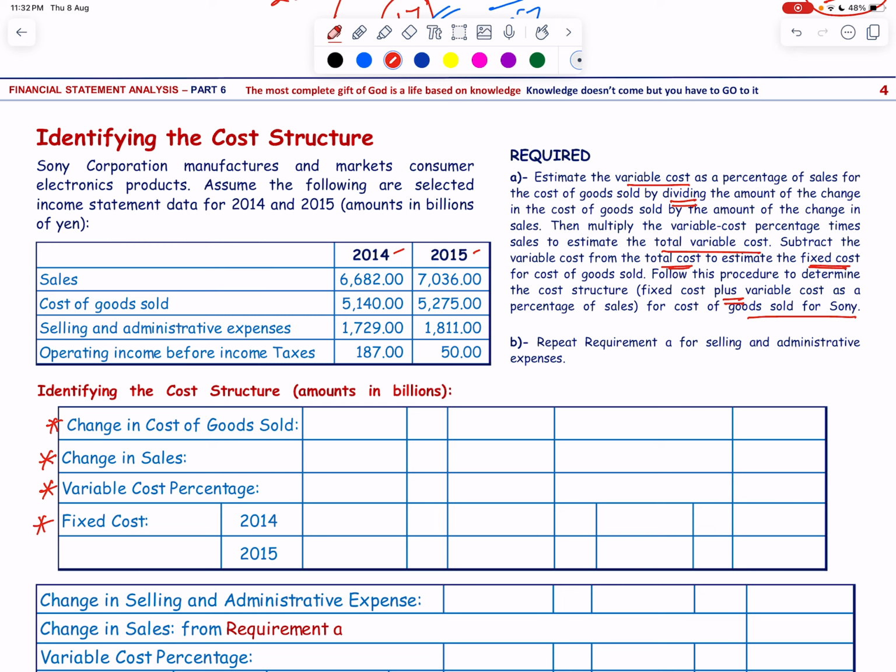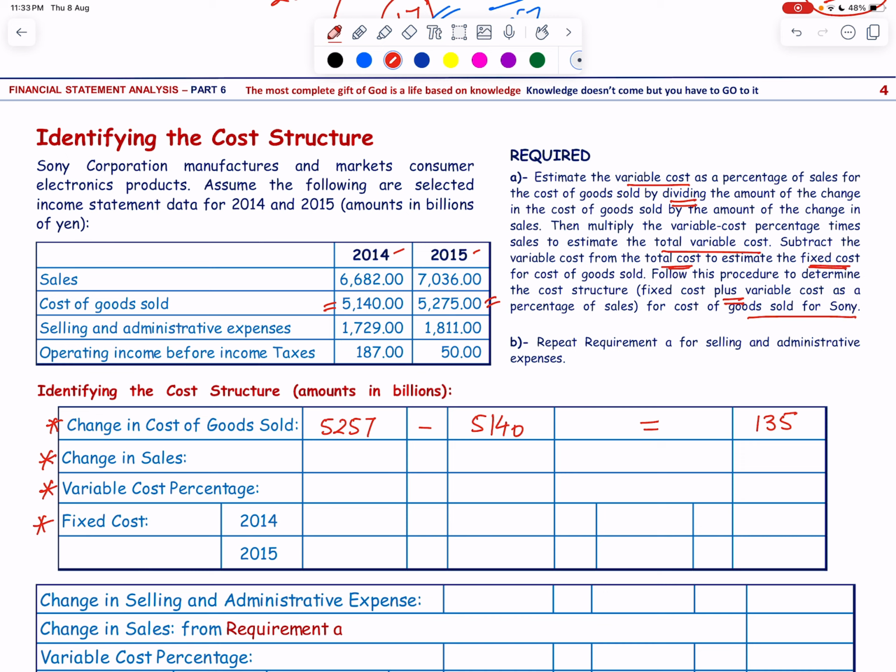we are going to calculate as, and this will be how much? We have the 5257, the cost of goods in the year 2015, 5257, and because we are talking about change, we have to subtract the cost of goods sold in the year 2014, that is 5140, and the difference is equal to 135.